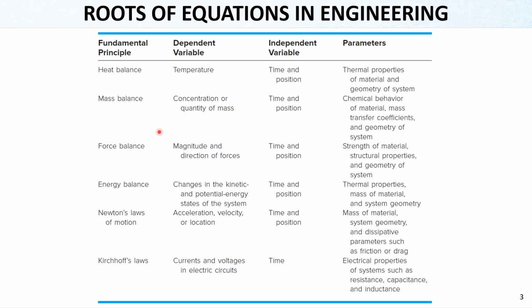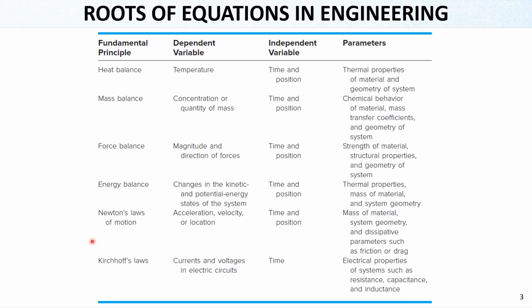Similarly, for mass balance, we will have concentration or quantity of mass as the dependent variable, time and position as the independent variables, and the parameters are chemical behavior of material, mass transfer coefficients, and geometry of the system, etc. For a force balance, magnitude and direction of forces are the dependent variables, and time and position are the independent variables, and strength of material, structural properties, geometry of system are the parameters. For an energy balance as well, changes in the kinetic and potential energy, states of the system, and the time and position are the variables, and thermal properties, again mass of the material and system geometry are the parameters.